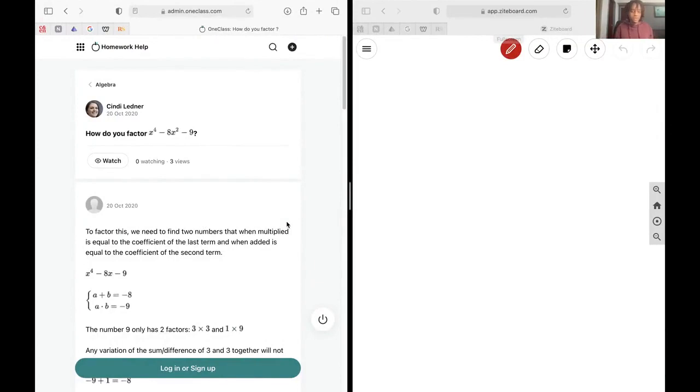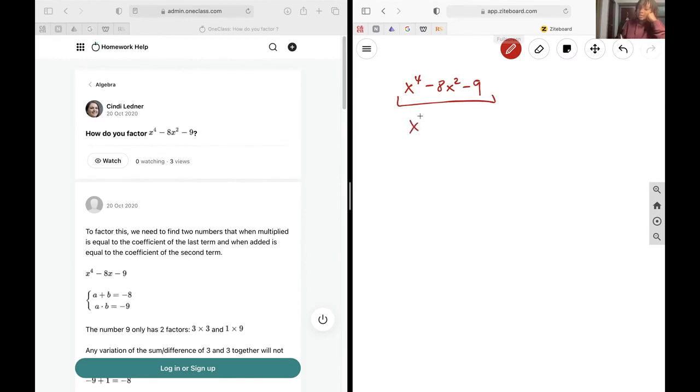Okay, so for our first question, we'd like to figure out how to factor this expression. We have been given x to the power of 4 minus 8x squared minus 9. So how we're going to deal with this is we're going to set this as a quadratic because you know how to deal with quadratics.